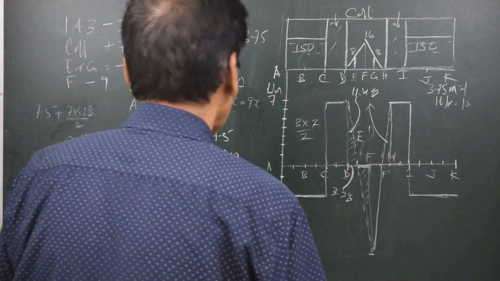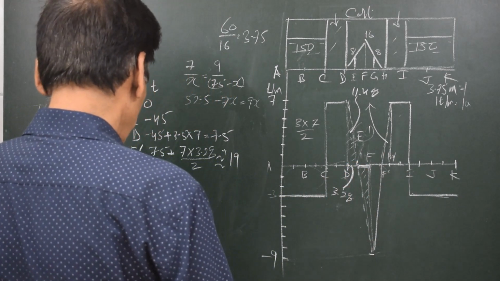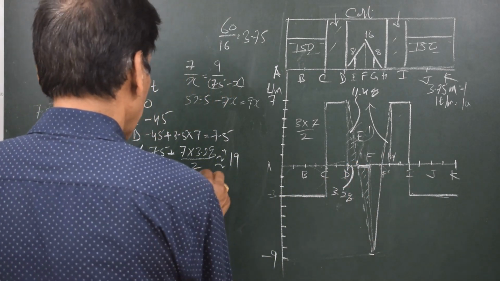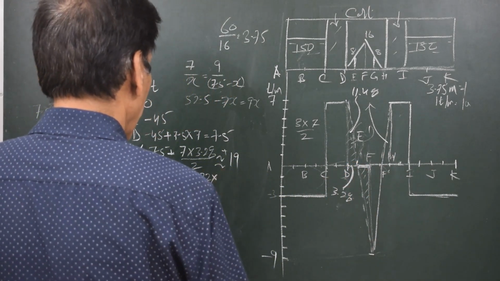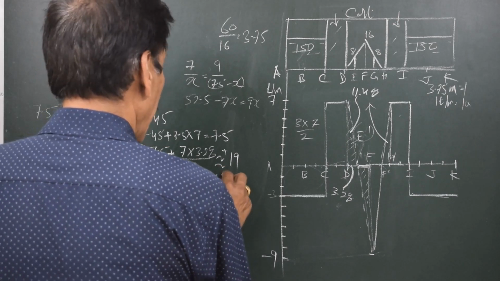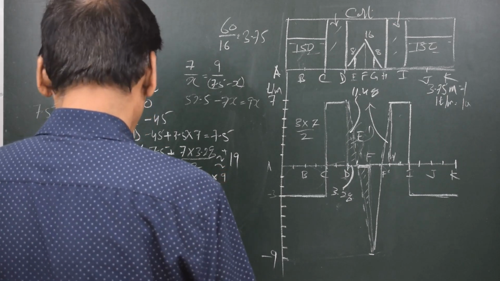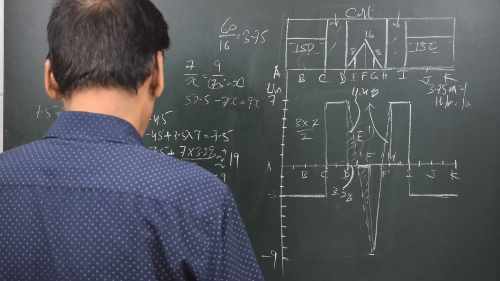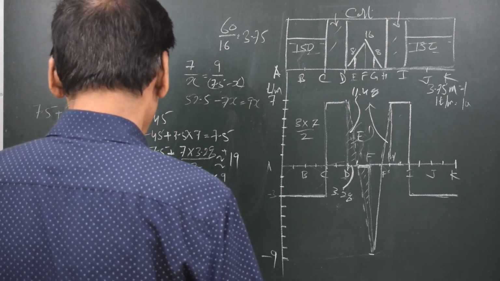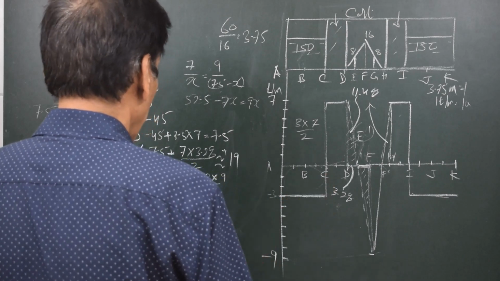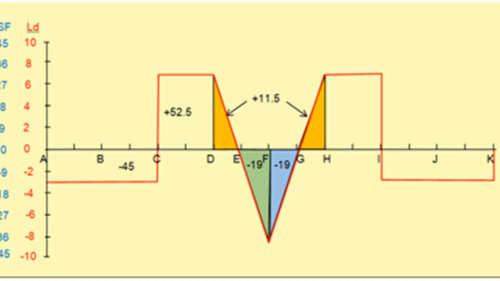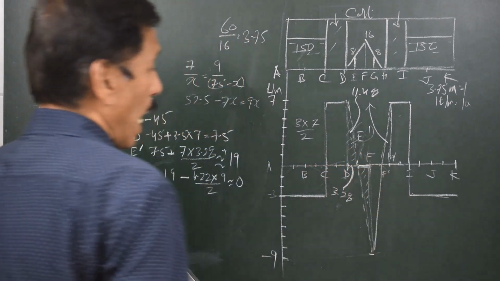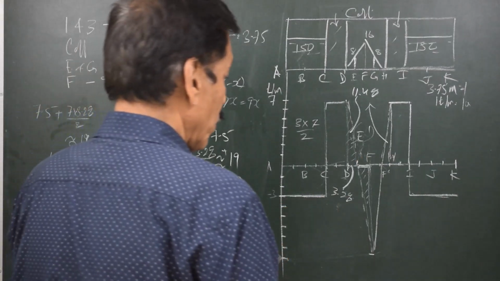Now this is 4.22 into 9 divided by 2. So 4.22 into 9 divided by 2 gives me 18.9. That is approximately 19. So 19 minus 19 will be equal to 0. So the shear force at mid length is equal to 0.